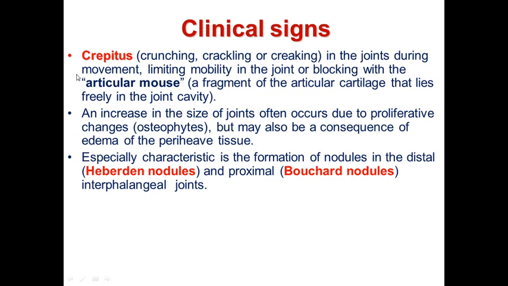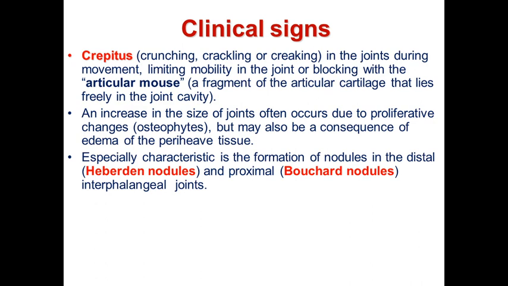Also, you can detect crepitus, or crunching, or crackling in the joints during movement, limiting mobility in the joints or blocking with the articular mouse. What is articular mouse? Mouse is a fragment of articular cartilage that lies freely in the joint cavity. An increase in the size of joints often occurs due to proliferative changes like osteophytes, but may also be a consequence of edema of the peripheral tissues.